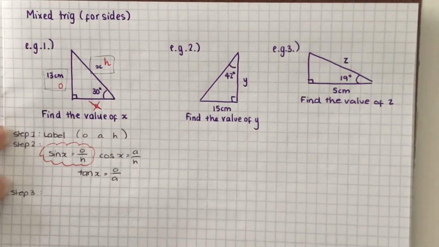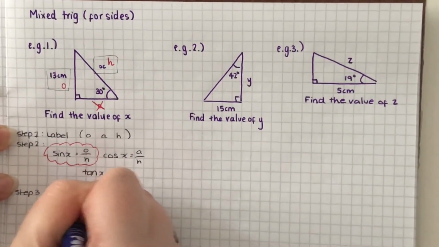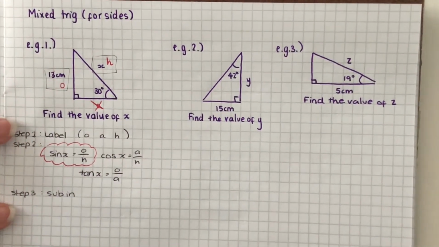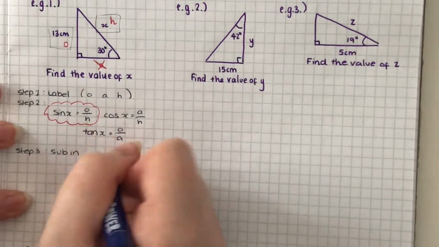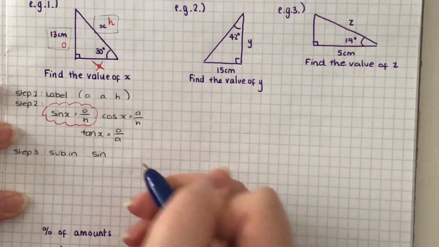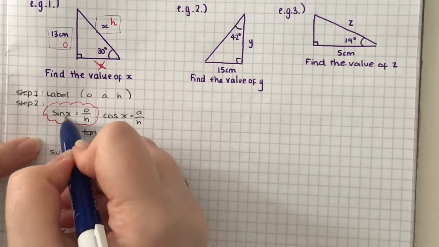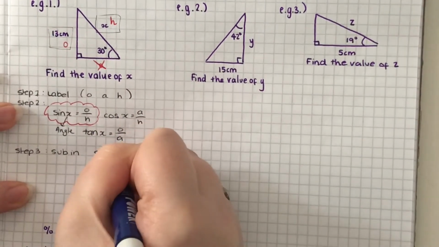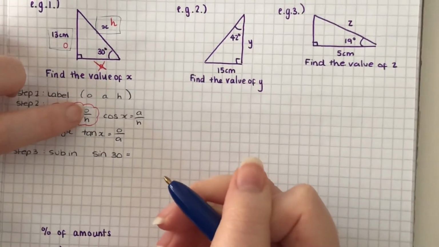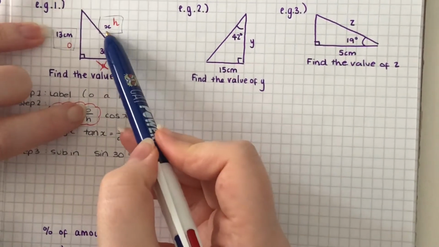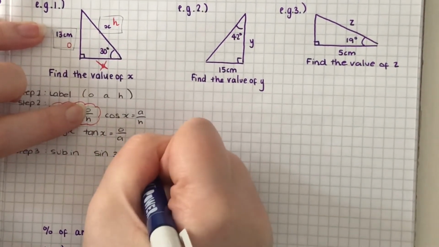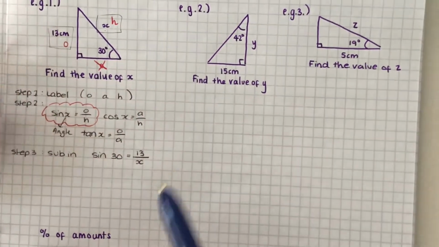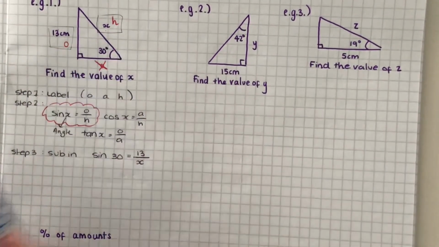So step 3, I call sub in. All that means is that we're going to replace all these letters, so the X, the O and the H, with numbers. So I'm just going to move it down a tiny bit. So we've got sine X. Now X in this case here is the angle. Okay, so the angle we've got is 30. The O is what we're looking for, which is 13. Divided by H, which has got the X there. So all I've done is replace the letters with what number is next to it.